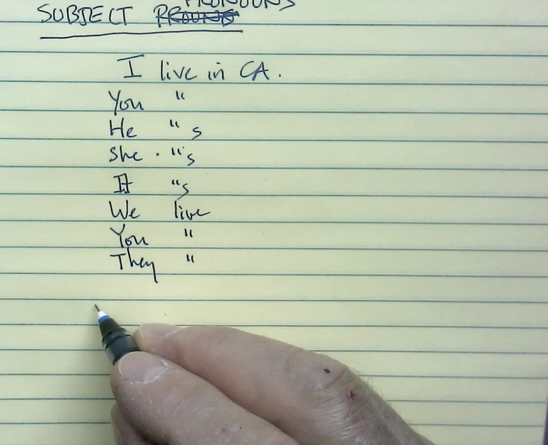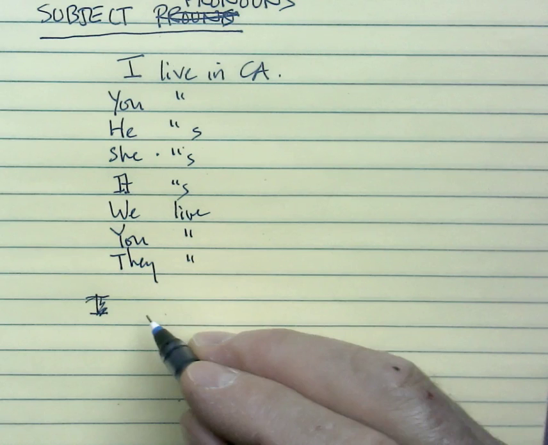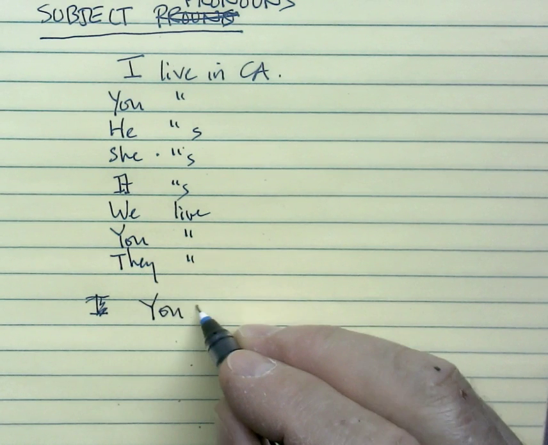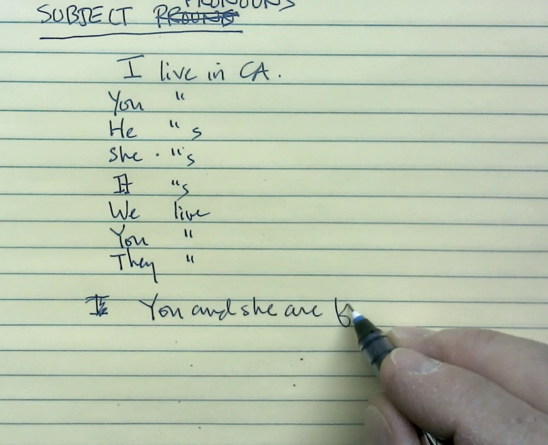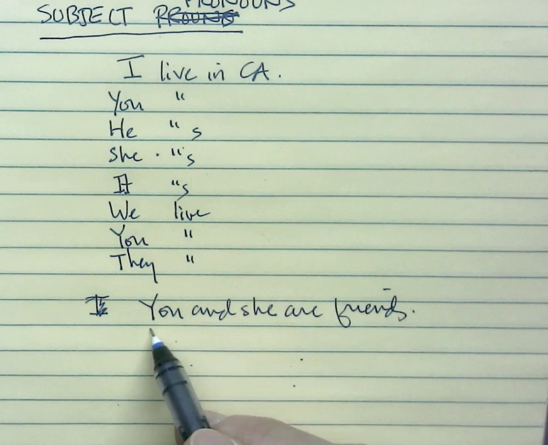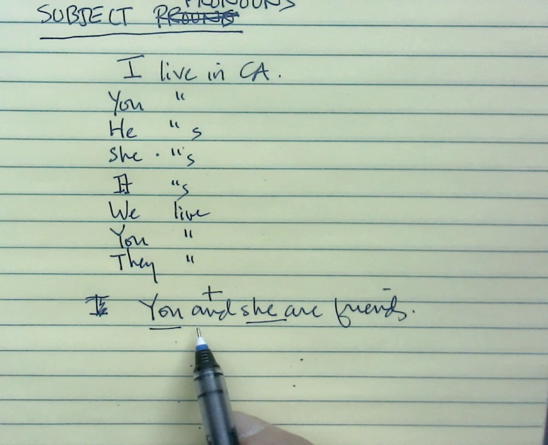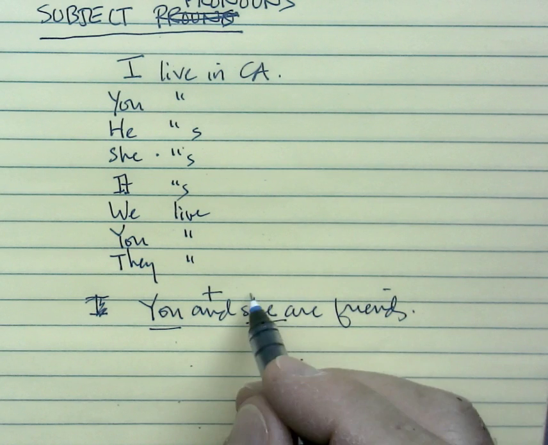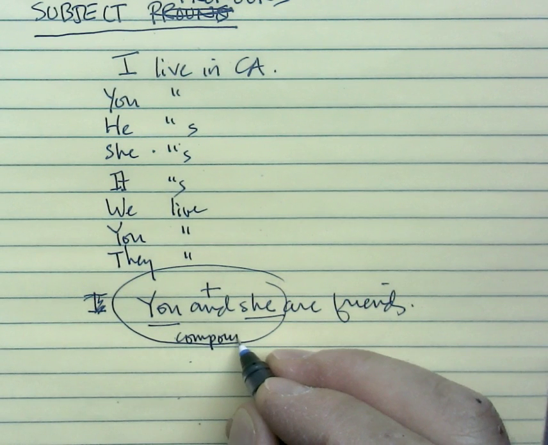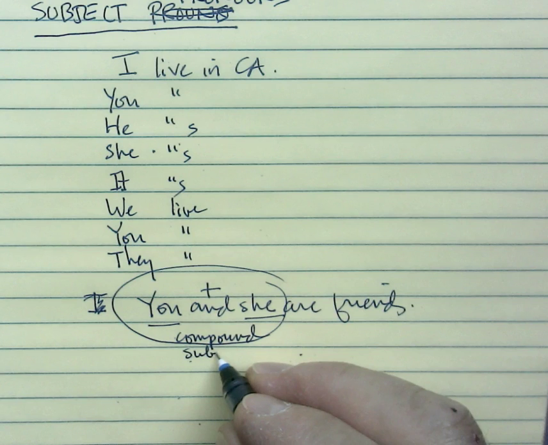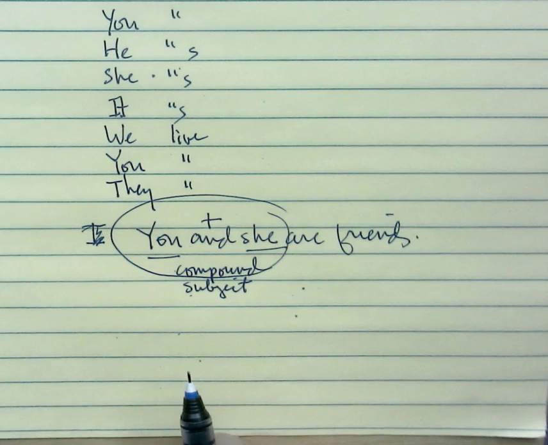And we can combine them and compound them, for example. Let's say, you and she are friends. So we have two subject pronouns. They're joined with and, and this is called a compound. So here we have a compound subject because it's made out of two or more pieces, in this case two subject pronouns.